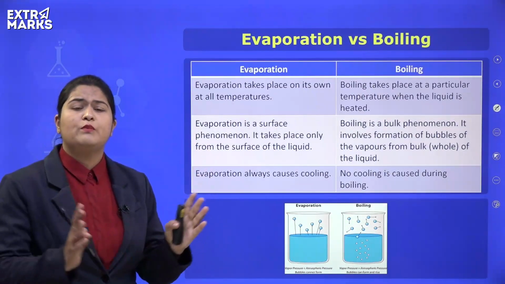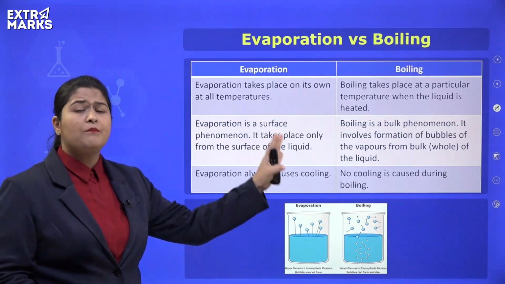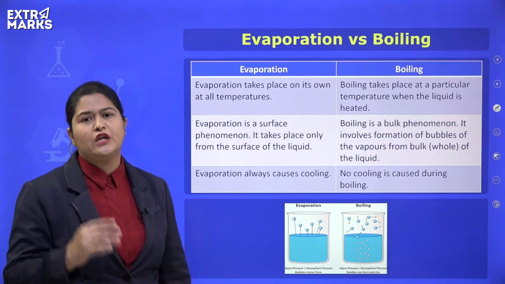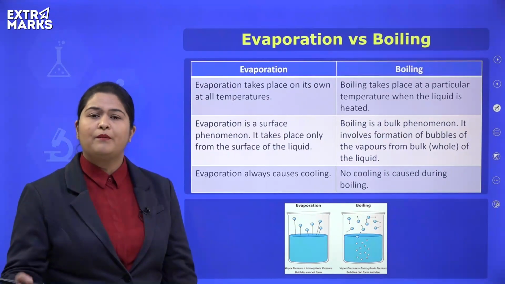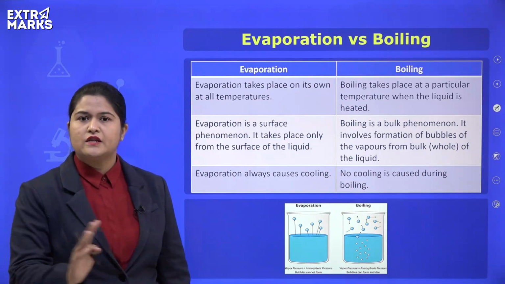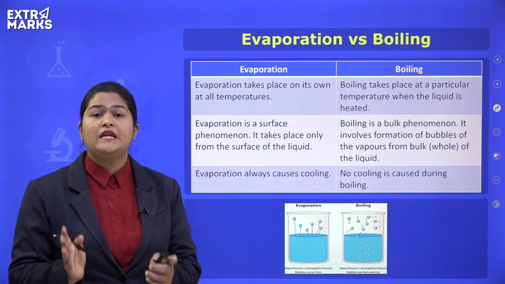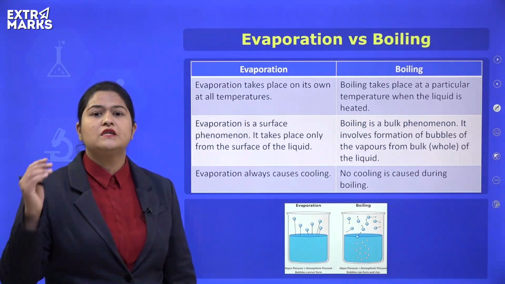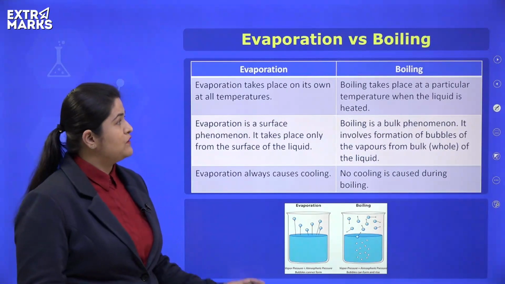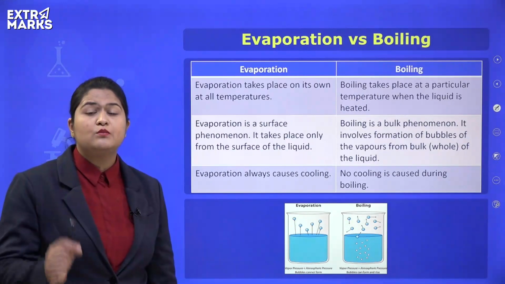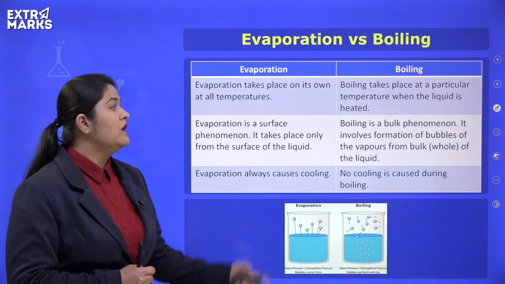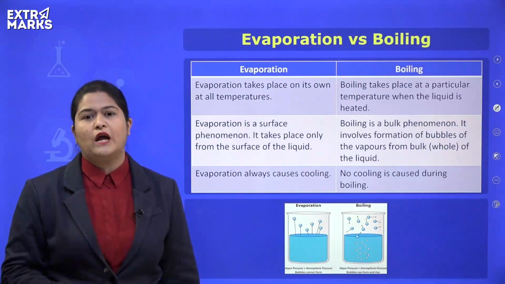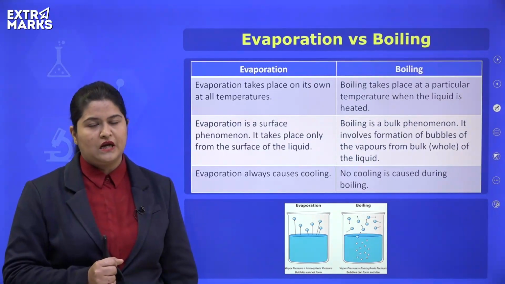So, evaporation takes place on its own, at all temperatures. We need not put in any kind of effort. We need not intentionally heat the liquid to evaporate it. It will evaporate on its own at room temperature, absorbing heat energy from the surrounding air or from the surface on which the liquid is kept. On the other hand, boiling takes place only at a specific temperature, and we need to heat the liquid and increase the temperature up to that value, then only boiling will start.